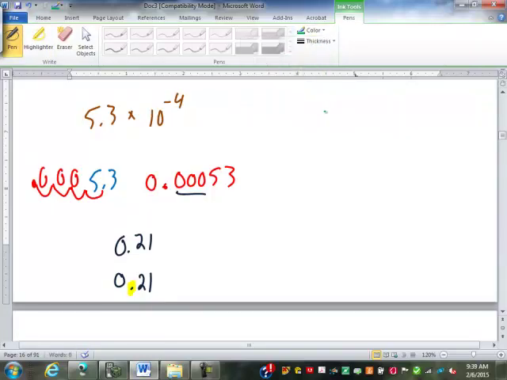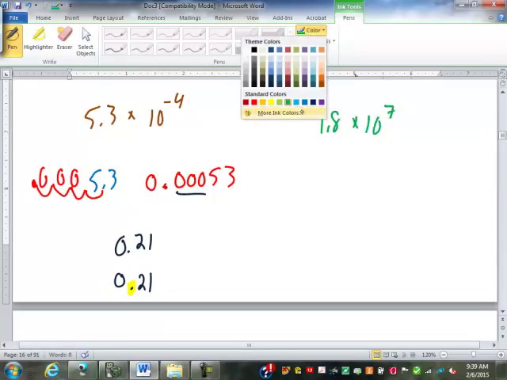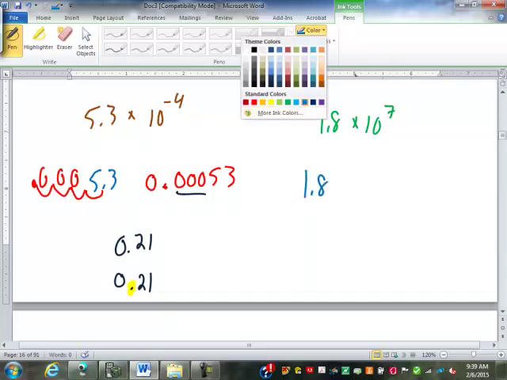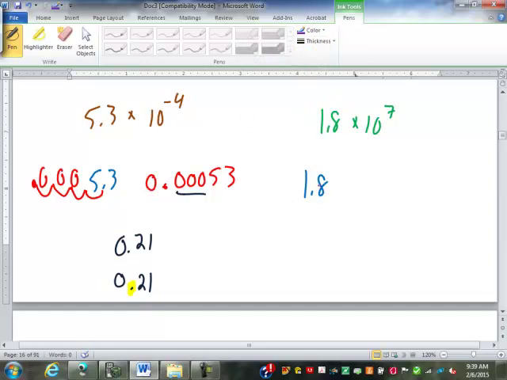So how about this one? 1.8 times 10 to the 7th. Converting that back into standard notation. There's 1.8. My decimal point has to move which way, left or right? Right. This is a positive power of 10, which means this is a big number. So I have to move the decimal point to the right to make this bigger. And I have to go 7 spots. So 1, 2, I got to put in a 0, 3, 4, 5, 6, 7. So that is 18 million.